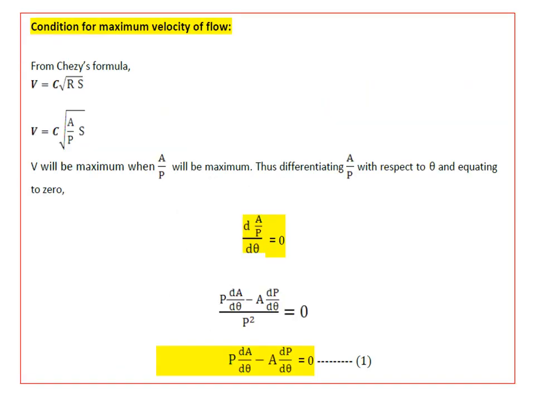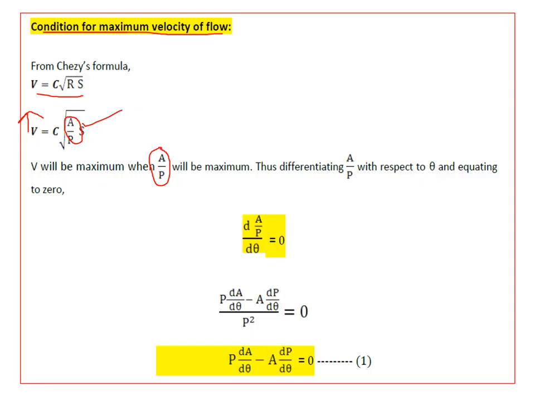Now, when you derive the conditions for maximum velocity, you take Chezy's or Manning's formula. So V is equal to C root RS. But what is R? It is A by P. So if V has to be maximum, then A by P has to be maximum, because C and S are constant. So you can differentiate A by P, because it is a function of theta, with respect to theta.